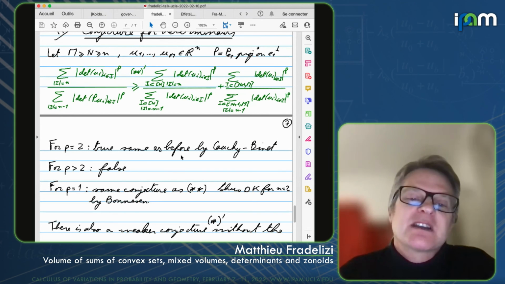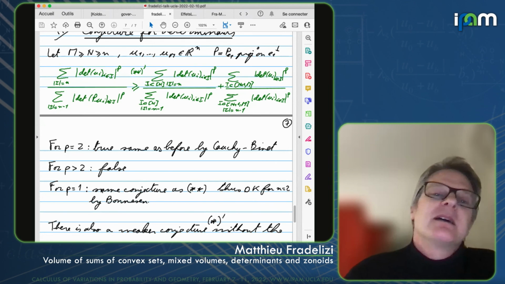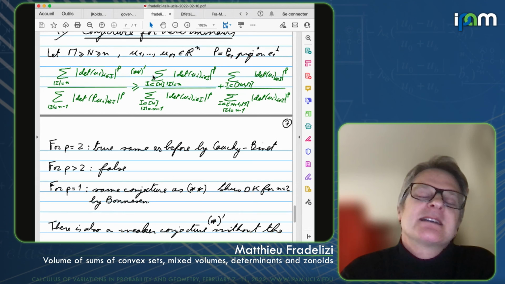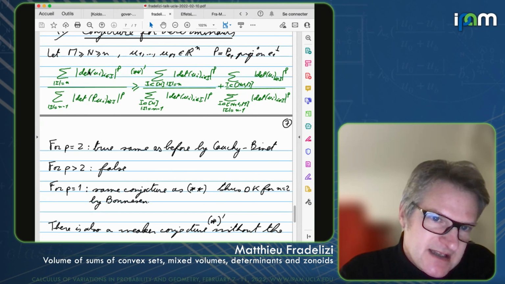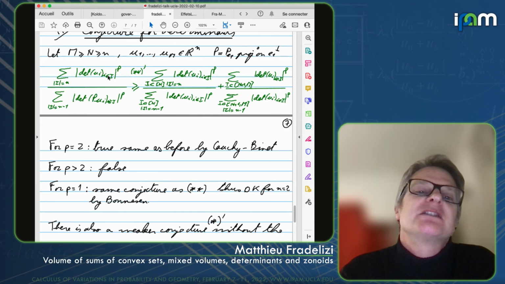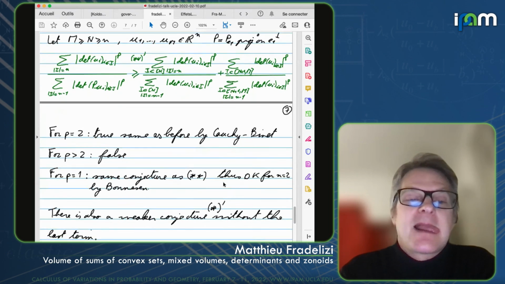And for p equals 1, the same conjecture. I haven't said it, so I say it now. For p equals 1, this sum of determinants is the sum of the zonoid generated by the u_i. For p equals 1, this is the sum of zonoids of the u_i. And so this is exactly the same inequality I was asking for. And so in dimension 2, it's true, but by both.